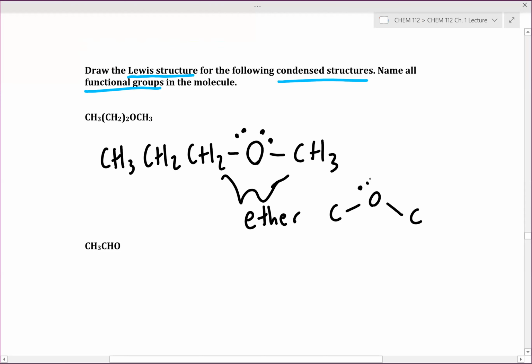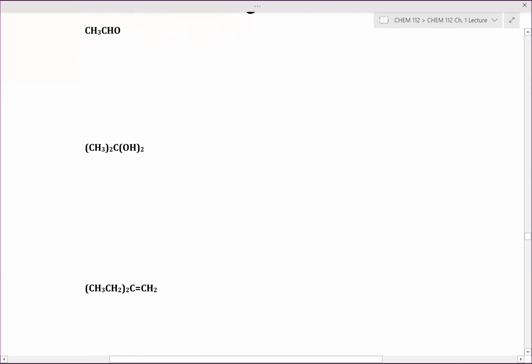Okay, what I want you to do now is tackle drawing out Lewis structures for the following 3 molecules. So take a moment and try to quickly expand out these condensed structures and identify the functional groups. If you can identify the functional groups from the formula, it makes it substantially easier to draw out Lewis structures. Because remember, functional groups are fixed arrangements of atoms.